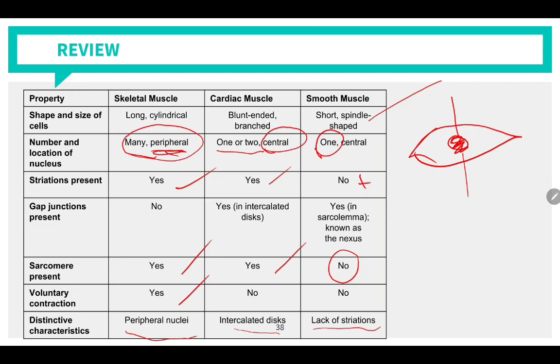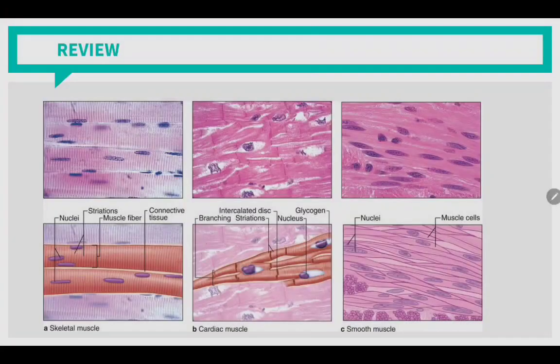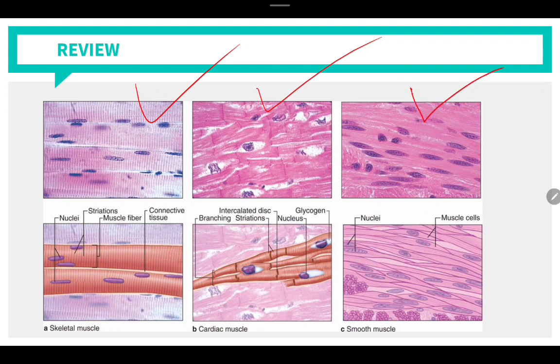Okay, so for the last slide natin, it is this one. Okay, I want you all to memorize or familiarize with the structures na nakikita ninyo. So this is the skeletal muscle, this is the cardiac muscle, and the smooth muscle.